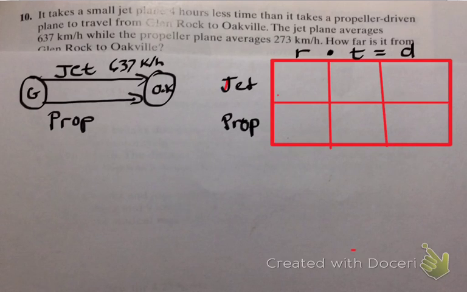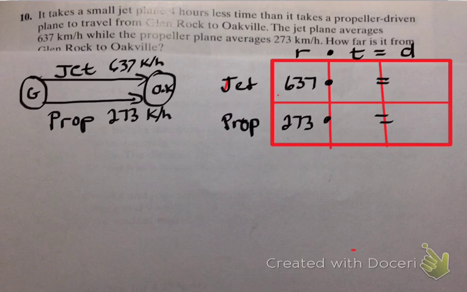Okay, and what about the propeller? Yep. 273 kilometers per hour. Okay, and then, okay, that's all they're giving me. Well, no, they said, okay, now I'm going to start labeling my box. Easiest thing to do is rate. So we know that the jet is 637 and that the rate is 273. Okay, what do I know about the distance? That's something else. That's very clear. The only thing that's making us guess is the rate.